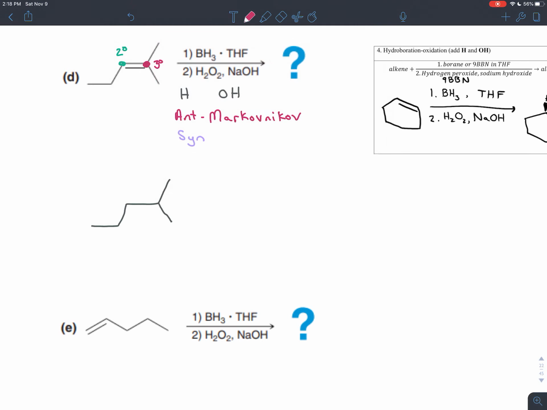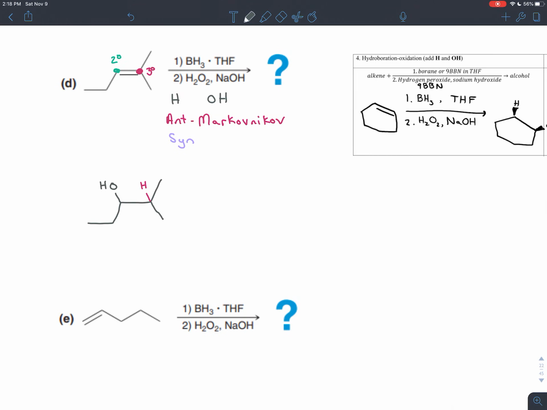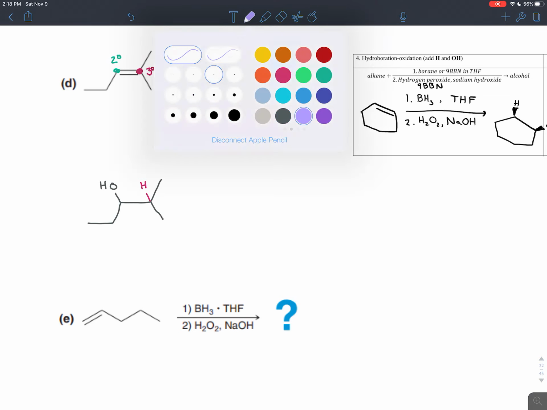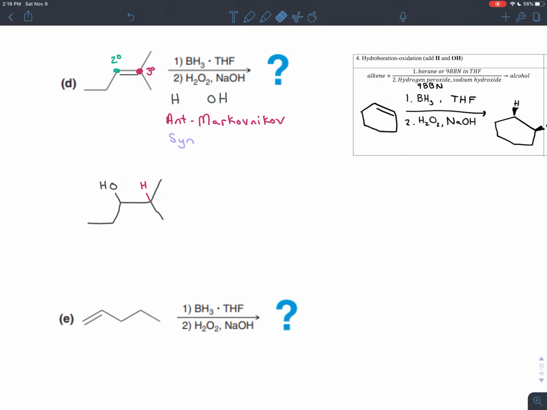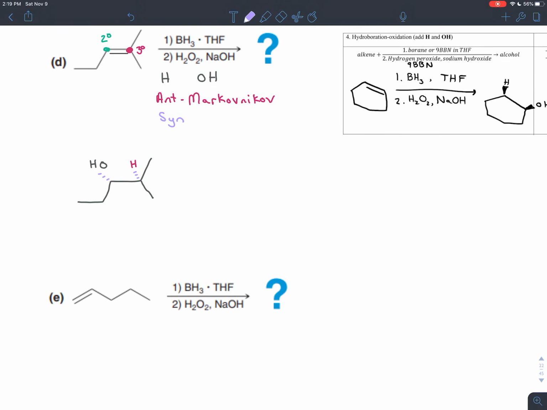So because it's anti-Markovnikov, the hydrogen goes to the more substituted carbon. That's the tertiary one. And that means that the OH goes on the other carbon in the double bond. Okay, so we just need to make sure that those add syn. Now I've been drawing them all coming out at us. We could also draw them going away. So this is one possibility. We just have to think about whether we formed a chiral center or not, because if we did, we have to draw the enantiomer. You could have a racemic mixture, a 50-50 mixture of the 2 enantiomers, with hydroboration-oxidation because the original alkene was flat.